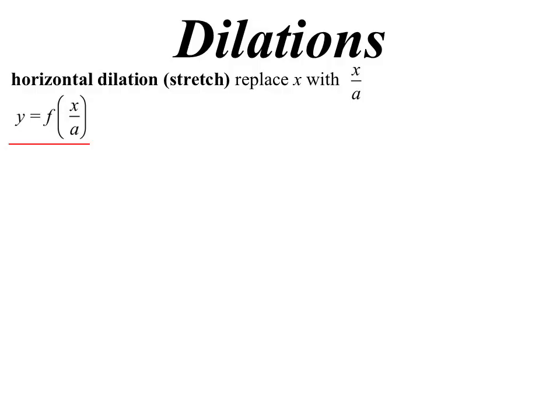So a bit more on the transformations. Dilations. So when we're stretching curves, if you like. If it's a horizontal stretch, then it's the domain we're playing with, so the x is what's going to change. We say it's x divided by a. So a is the factor of the dilation.